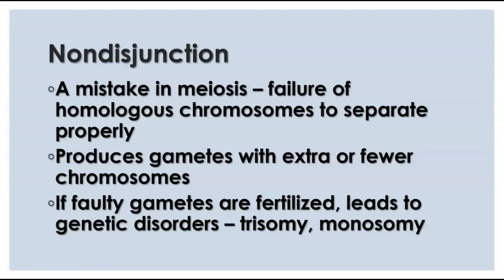There are sometimes mistakes that happen in meiosis, and the main one that we talked about is non-disjunction. This is a failure of homologous chromosomes to separate properly. It can happen in either meiosis 1 or meiosis 2. But what it's going to do is produce gametes that have either too many or too few chromosomes. If those faulty gametes are fertilized and an offspring results, it will lead to a genetic disorder of some kind, a trisomy or a monosomy. And you saw some examples of that in the non-disjunction worksheet that you did in class on Tuesday.